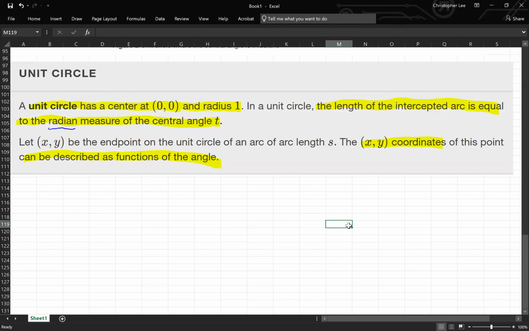Let's talk about the unit circle. A unit circle has center at 0, 0 and radius 1. In a unit circle, the length of the intercepted arc is equal to the radian measure of the central angle t. Let x, y be the endpoint on the unit circle of an arc of length s. The x, y coordinates of this point can be described as functions of the angle.